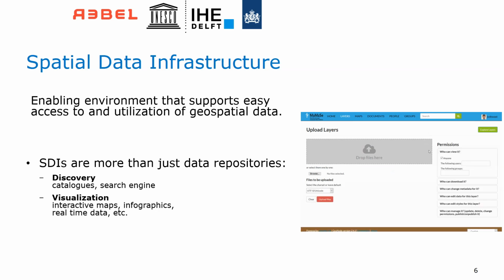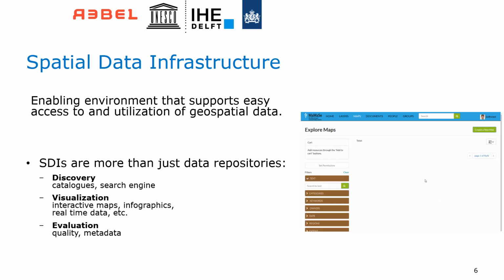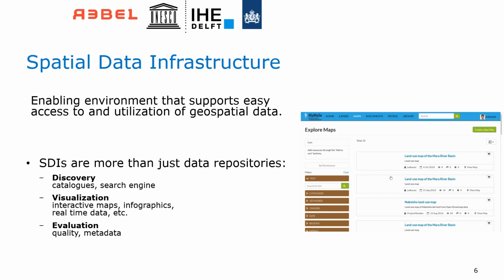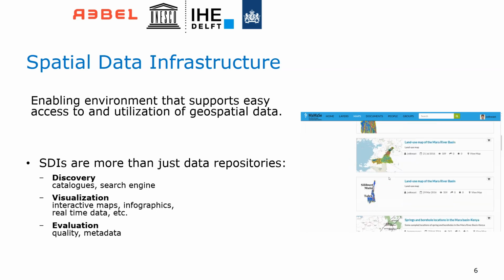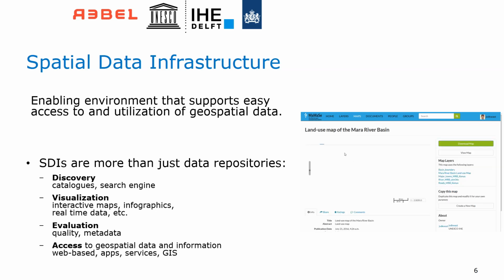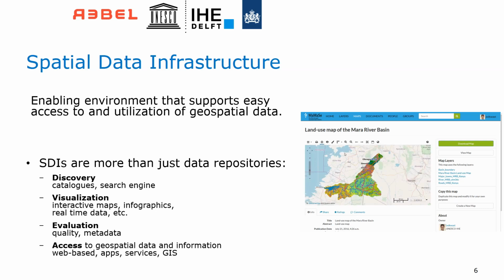Besides visualization of data in a web portal, we also want to evaluate the data quality by looking at the metadata and see if the data that we found is fit for our purpose. And finally, we want to access the data, and not just by downloading the files, but we would also like to connect with our tools to the spatial data infrastructure to have always the latest version of the data. This can be through web-based maps, web-based services, apps on the mobile phone, or through our GIS desktop software.